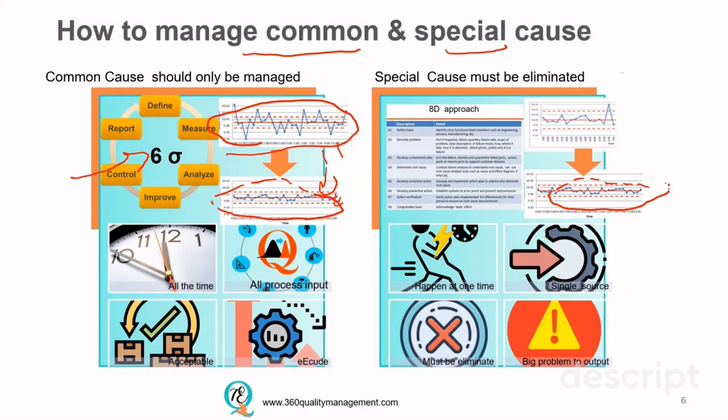In terms of common cause, we need to know that it exists all the time and is happening to all process inputs. It does not have any big consequences to the product quality, which means it's still within acceptable range. The only way to manage it is to reduce the variations through a Six Sigma approach. You can refer to my other video on Six Sigma quality given at the link below or at the end of this video.